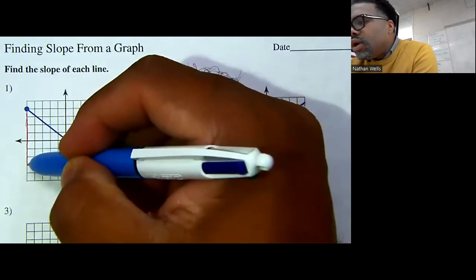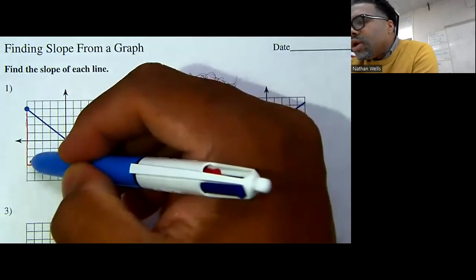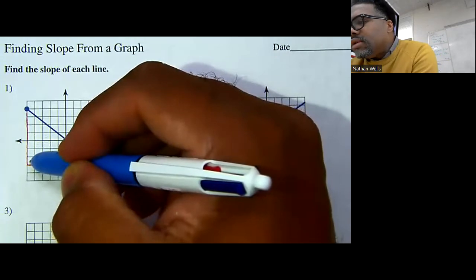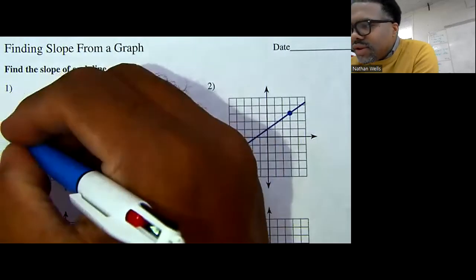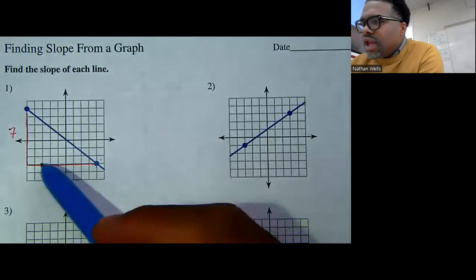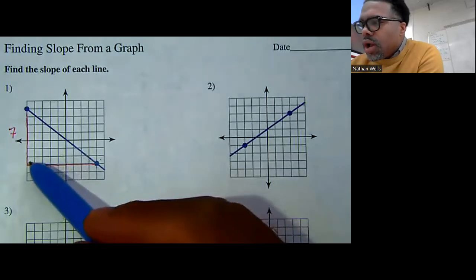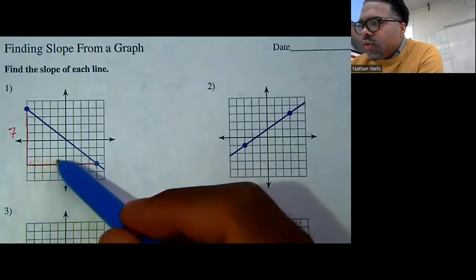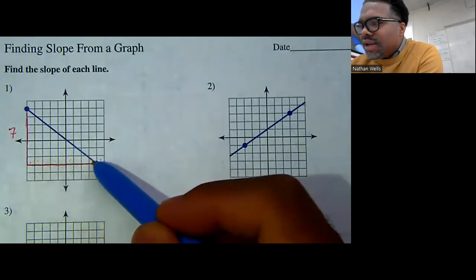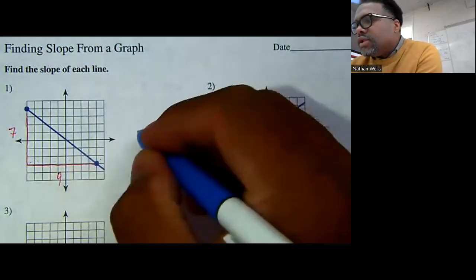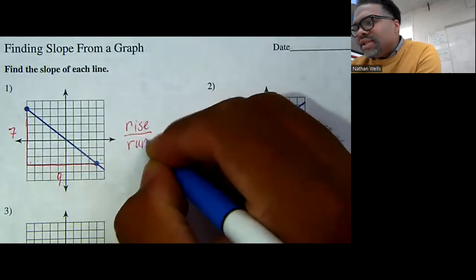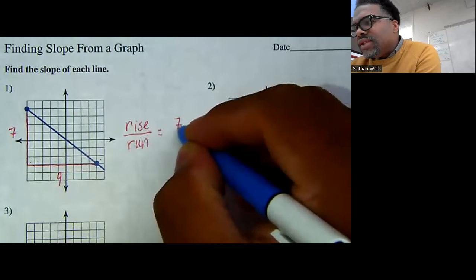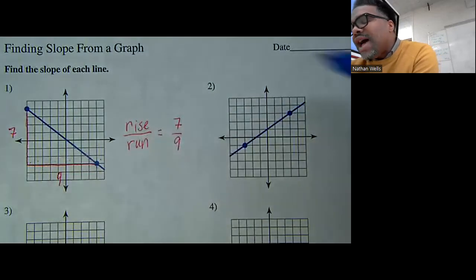Once you make your triangle, you can see how many units are your rise. 1, 2, 3, 4, 5, 6, 7. And then you confirm your run. 1, 2, 3, 4, 5, 6, 7, 8, 9. So rise over run defines slope. Our rise was 7, our run was 9.